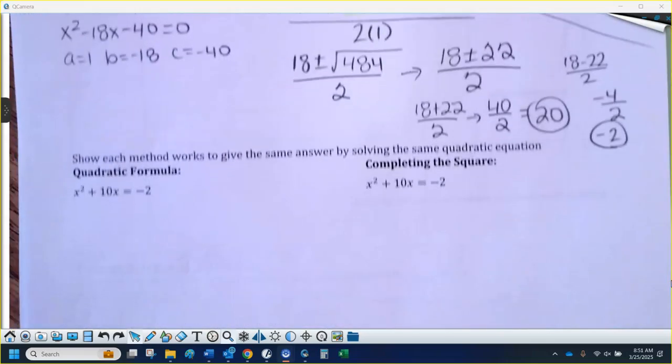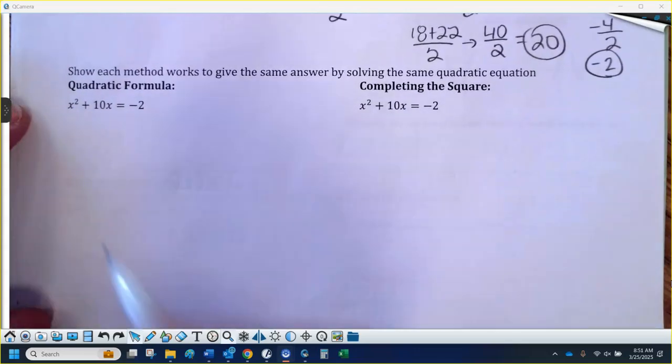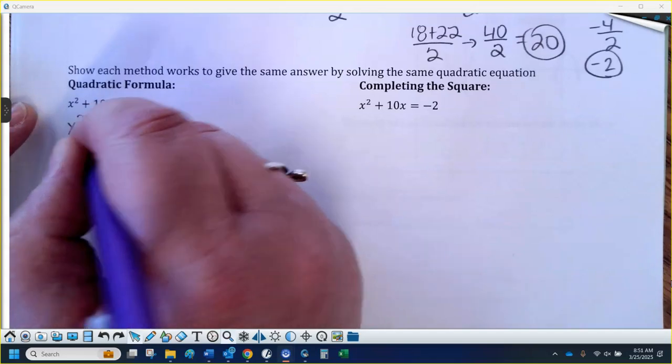Okay, now I'm going to give you guys another one. So these two problems are the same. So again, we're just practicing the two methods. This is a situation where the quadratic is not factorable. Okay, so you can't always use factoring because I might not be able to find two things that multiply to get something, add to get something else.